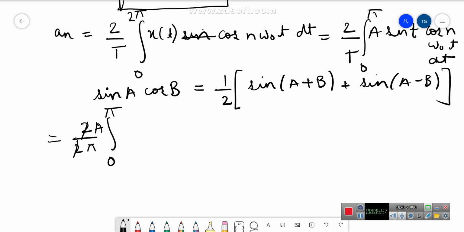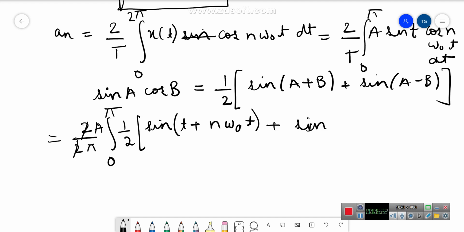So here we have 1 by 2 into sine of, what is A here? A is t plus n omega naught t, right? Plus sine of t minus n omega naught t dt.